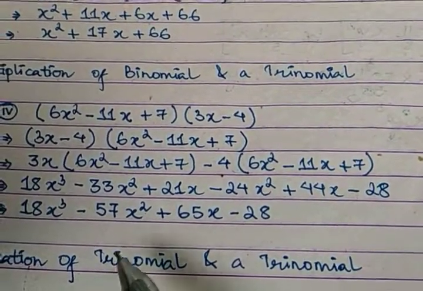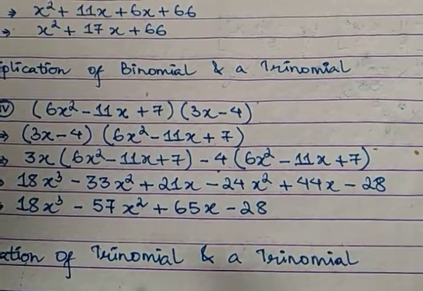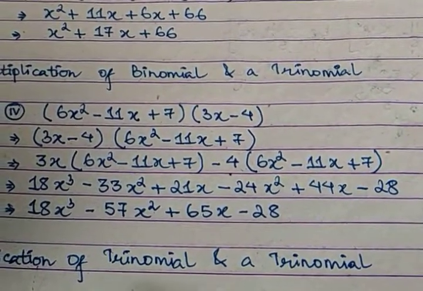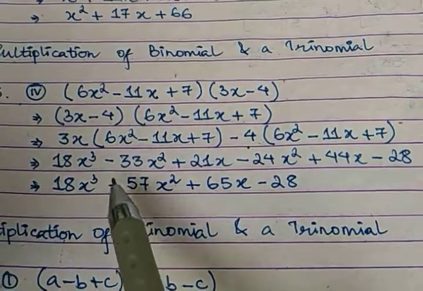Okay, now what do I see in this line? I got a few like terms as well. See, these two are like terms as well as these two are like terms, isn't it? So we cannot leave it like this. We have to operate on the like terms as well. Okay, so that's what we have done here.